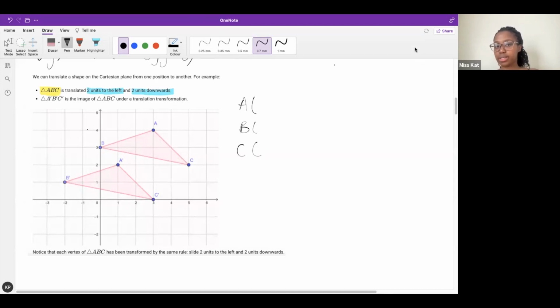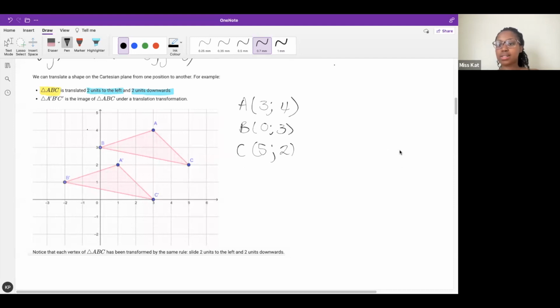Ma'am, the coordinates of A are 3, 4. Thank you. Do you have B and C? B is 0, 3. And the last one, C is 5, 2. Thank you very much, Bokang. That would be correct. So we have the coordinates of your original shape.